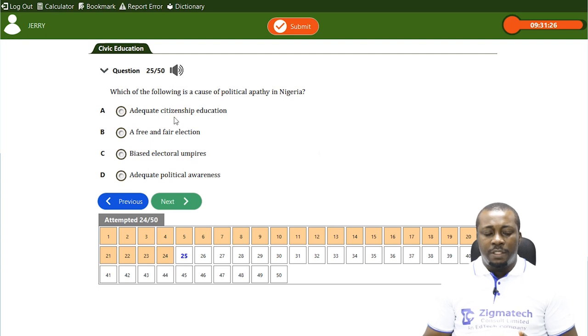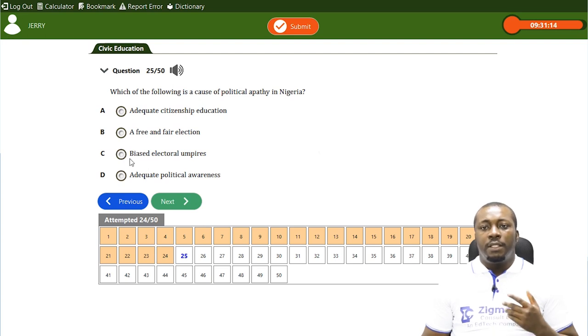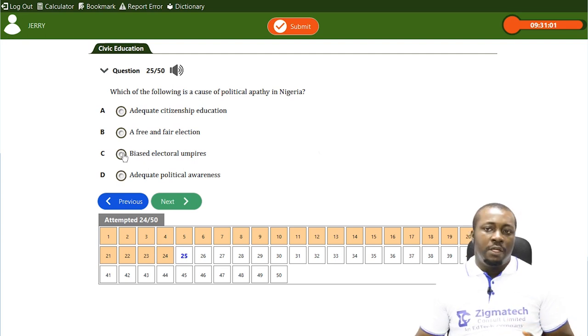So which one is the cause? Is it A, adequate citizenship education? Is it B, a free and fair election? Is it C, biased electoral umpire? Is it D, adequate political awareness? Now, C says biased electoral umpires. This can trigger electoral malpractice and make people feel that their votes will not count. They will not come out to vote.